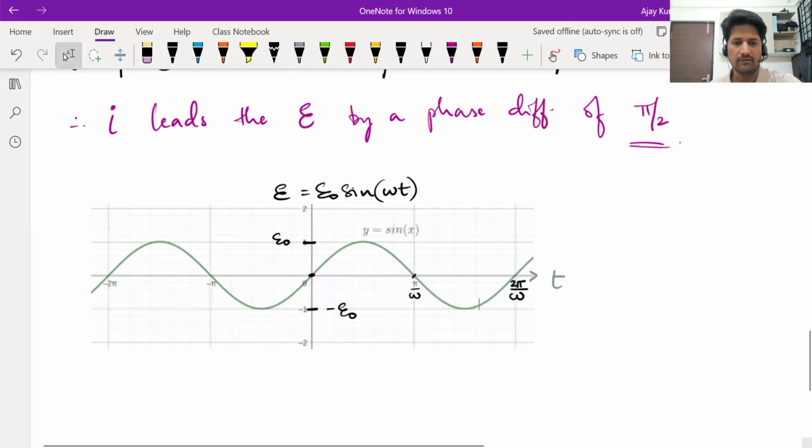Now the current function we got is a cos function, right? We got I is equal to I naught cos omega t. So let's look at the graph of the cos function.